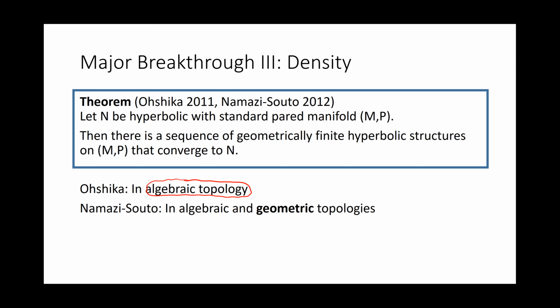Namazi and Souto, in their proof, actually get this to work in both algebraic and geometric topologies by fixing the paired locus. And so we are going to work with this particular version because the topology we've been talking about in the previous talks is the topology of geometric convergence. We want these manifolds to converge in the geometry.